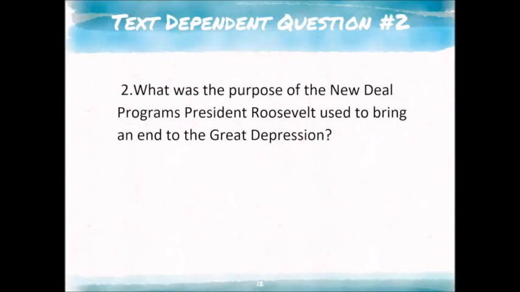Our next text-dependent question is, what was the purpose of the New Deal programs President Roosevelt used to bring an end to the Great Depression? And if you remember from the source background, you know that the New Deal was not solely the reason why the Great Depression ended. It was the start of World War II that helped prompt the end of the Great Depression. So keep that in mind as you answer. You can also refer to the 3 R's to support your understanding of the end of the Great Depression as well.